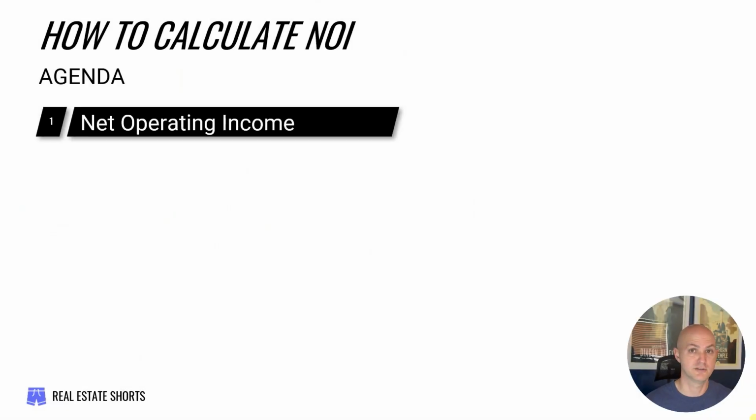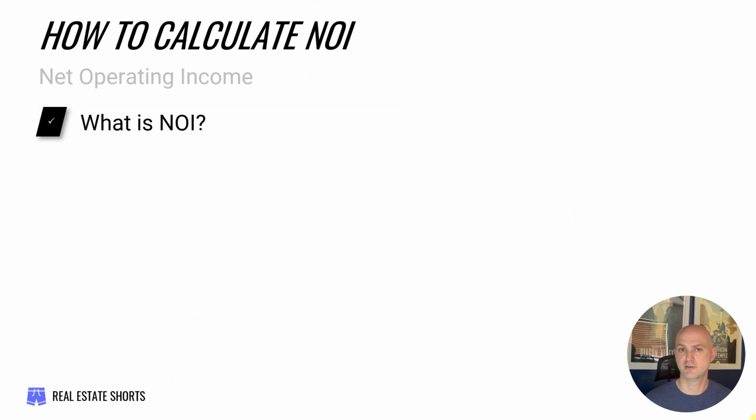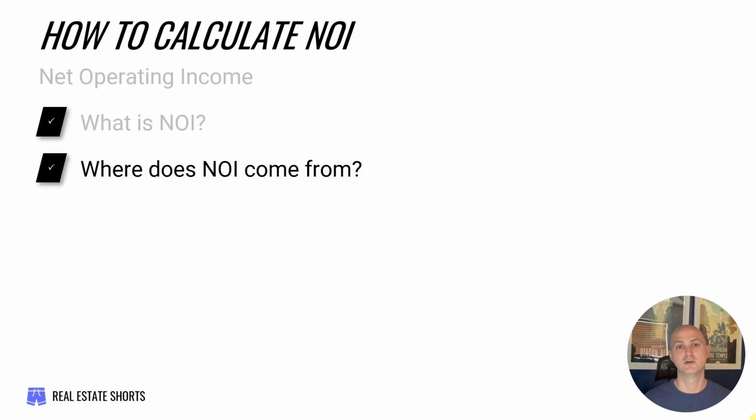So on the agenda, this will be short and sweet. We're really just going to talk about NOI and how do we calculate it. So first things first, just in case, what is NOI? What is net operating income? And so NOI is this reference to the amount of income that you can generate on a property based on the difference between revenues and expenses.